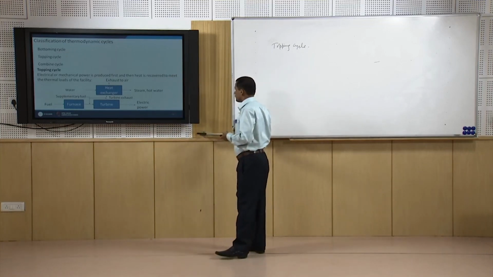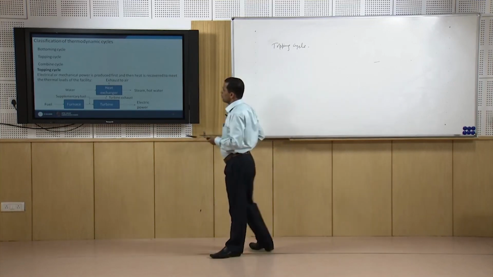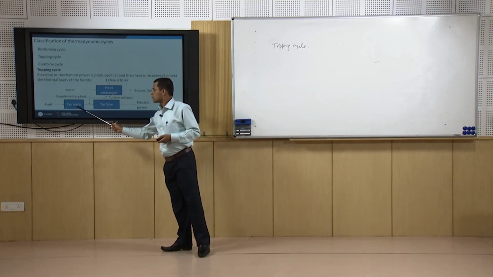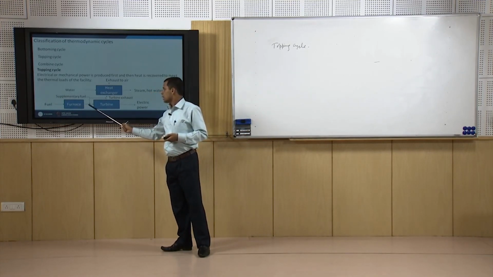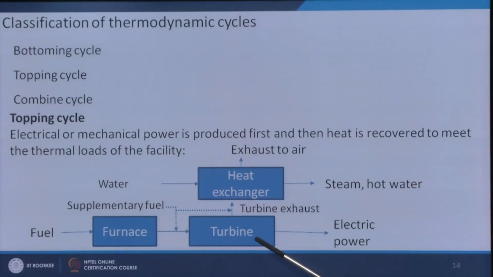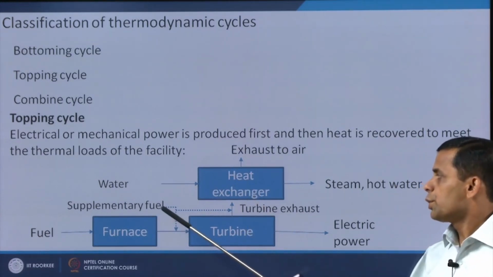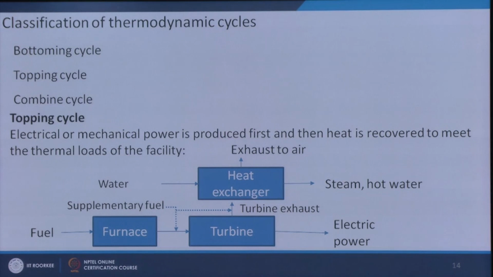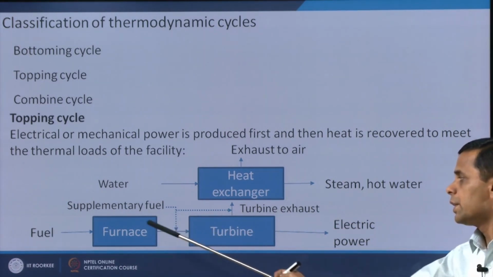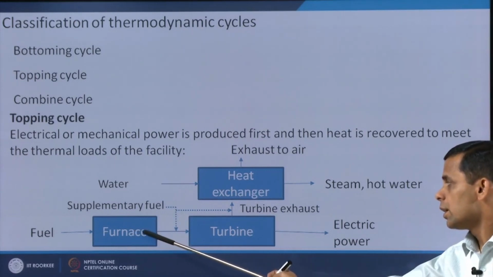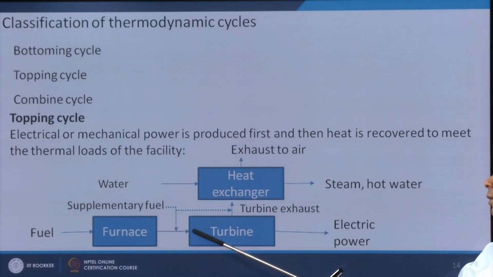So, in this case we will use fuel, then it is combusted, then it will go directly to the turbine. So, obviously this is a gas turbine. If required we will put some supplementary fuel here to increase the temperature of this flue gas generated here. If it is a gasifier then it will be syngas. So, oxygen will be sent and high temperature will be generated. So, this is the turbine, electricity is produced first.